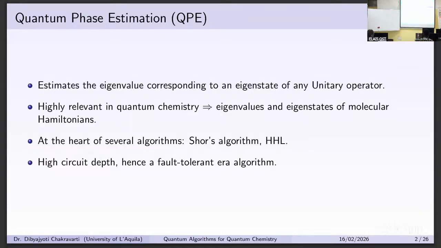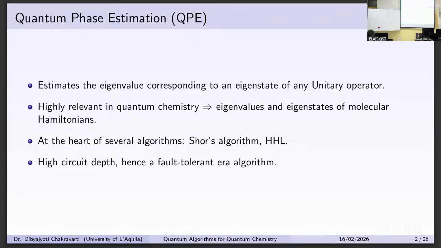So QPE can be thought of as equivalent to solving a CI Hamiltonian, and it also has use in other quantum algorithms such as Shor's algorithm, which is very useful for quantum cryptography for factorizing integers into prime numbers. And it is also a part of the HHL algorithm, which I'll be talking about later, which has its own application in quantum chemistry, and it's a very recent application that has been done.